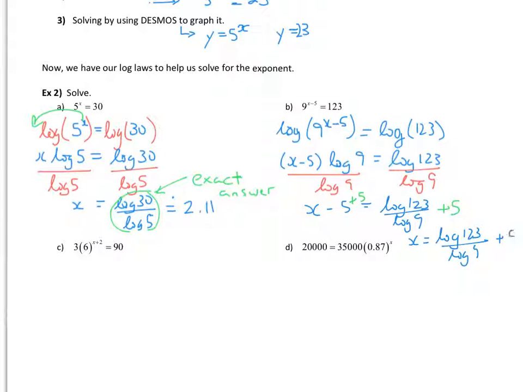You could take it to a decimal if that makes you happier, more comfortable, but if you're going on to advanced functions, you should get comfortable with working with exact values.